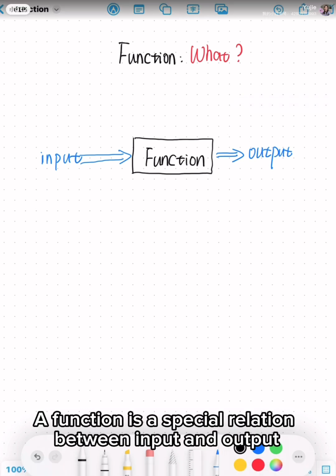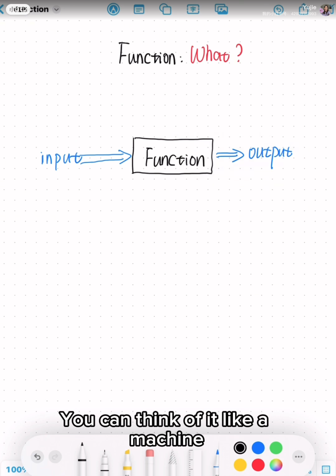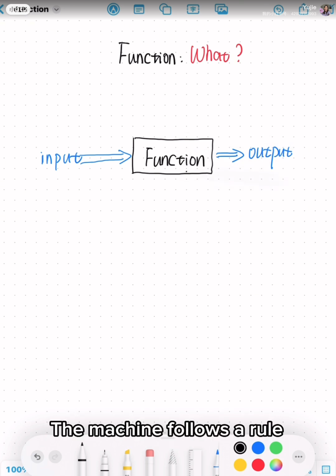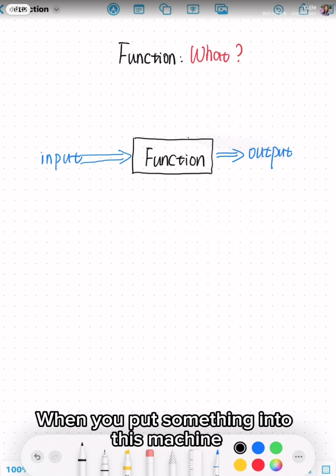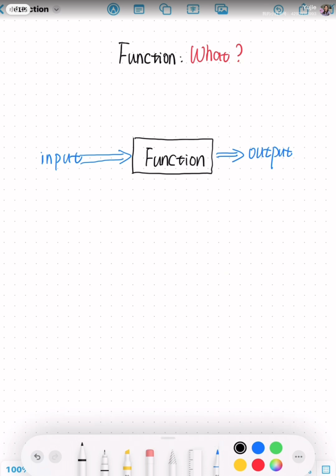A function is a special relation between input and output. You can think of it like a machine. The machine follows a rule. When you put something into this machine, it gives you one output. So this is our function.